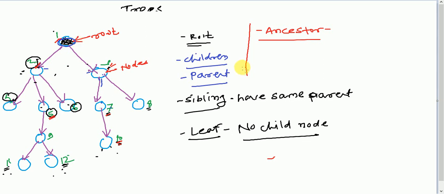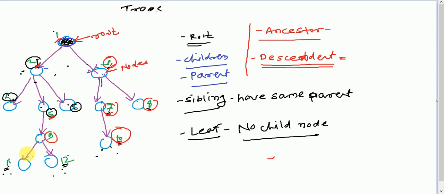Then next comes the descendant. So descendants of a node are all the remaining nodes towards the leaves from that particular node. Like let's say I want to find the descendants of node 3. So descendants of node 3 are node 7, node 8 and node 10. Let's say I want to find the descendants of 9. So descendants of 9 are 11 and 12.